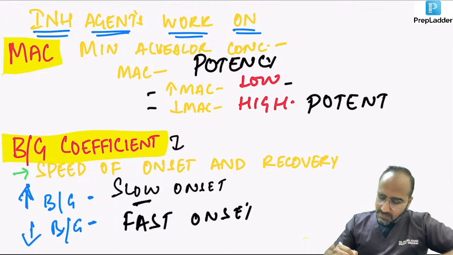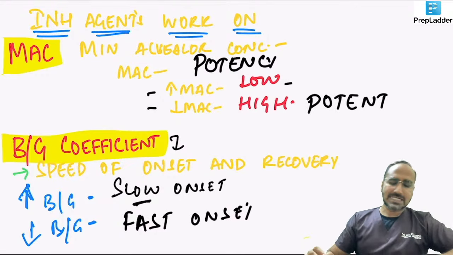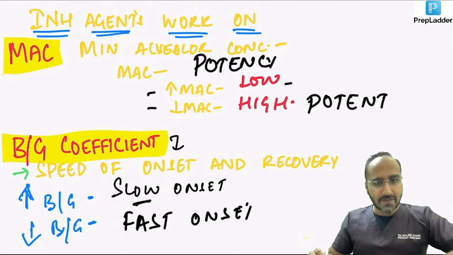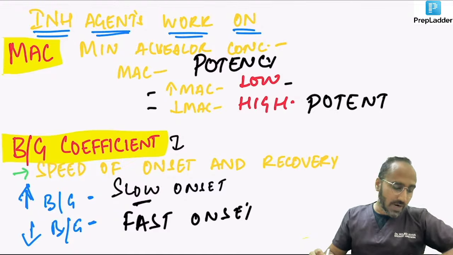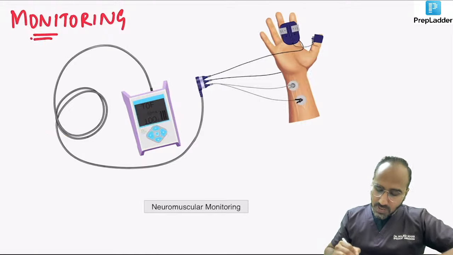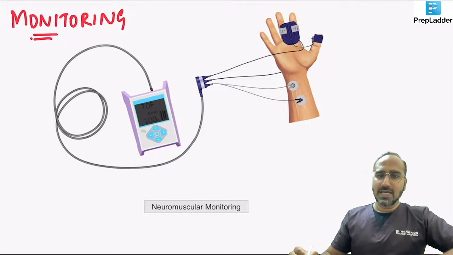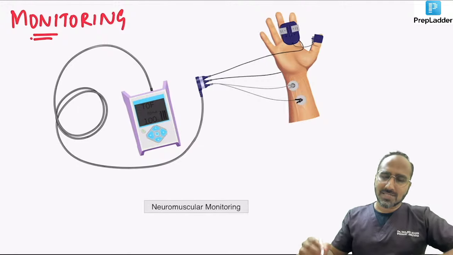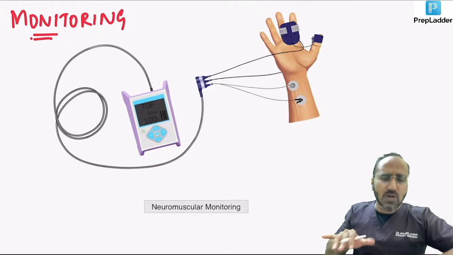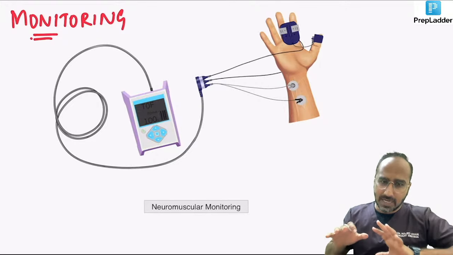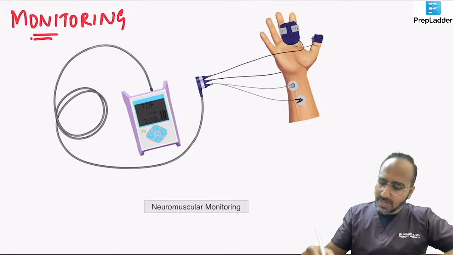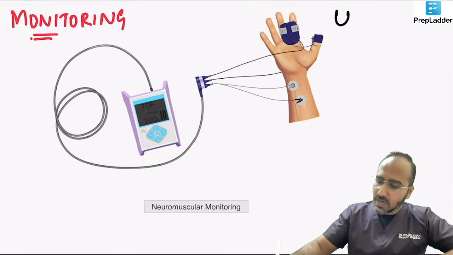So this was regarding blood gas coefficient. Now, as we are discussing a few things, guys, we also have to discuss what we have to monitor in the patient during anesthesia. One of the things that we monitor is neuromuscular, but it is not the only monitoring. There are many monitors. Now, in neuromuscular monitoring, if a question is given to you in this monitor, what is the nerve that is being monitored?